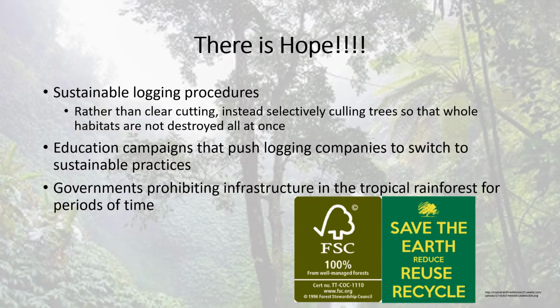In some countries, governments have even become involved and created a system that prohibits infrastructure in these areas for extended periods of time in order to slow down the rapid destruction of this habitat. If sustainable practices continue to improve, or if other resources in general that aren't a part of the tropical rainforest are utilized instead, there could be hope for this very important and beautiful biome.